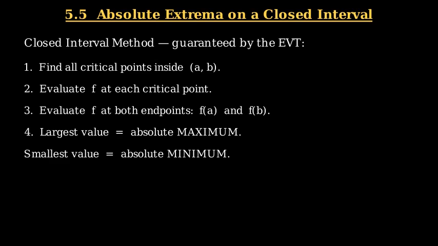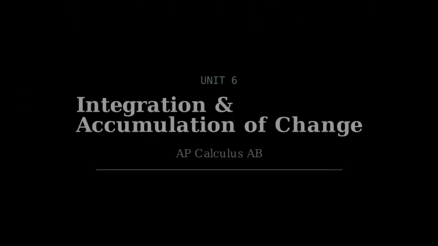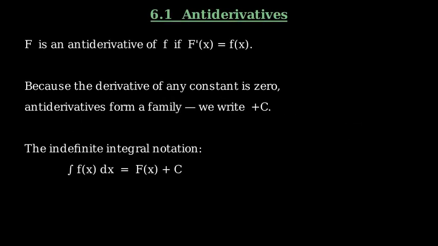Unit 7. Differential equations. Section 7.1. Slope fields. Introduction. A slope field visualizes the ordinary differential equation dy over dx equals f of x, y. At each point x, y in the plane, draw a short line segment with slope equal to f of x, y. A solution curve is a curve that is tangent to the slope segments everywhere it passes through them. Different initial conditions give different solution curves, each one a valid solution to the differential equation. To sketch a slope field, evaluate dy over dx at several key points and draw dashes at those slopes.